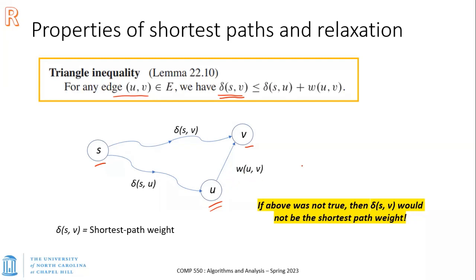And we said that if that wasn't true, then it would be a contradiction in terms. By definition, if this particular path was actually shorter than delta SV, then delta SV would in fact not be the shortest path weight. Then the shortest path weight would be delta SU plus WUV, by definition. So this is what is referred to as the triangle inequality.